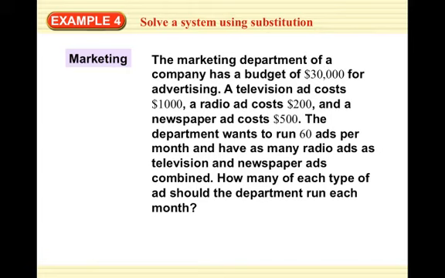The marketing department of a company has a budget of $30,000 for advertising. A television ad costs $1,000, a radio ad costs $200, and a newspaper ad costs $500. The department wants to run 60 ads per month, so we're talking about a monthly budget of $30,000, and have as many radio ads as television and newspaper ads combined. How many of each type of ad should the department run each month?